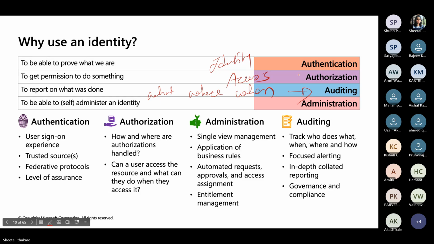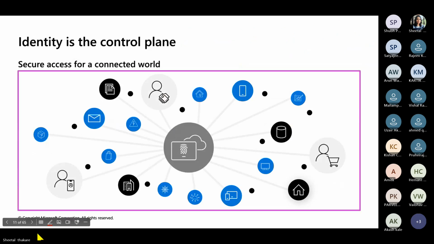Whereas maintaining everything is the administration, right from creation of user, giving password, resetting password, giving access, removing access, that will be administration. So any identity provider or Microsoft Entra ID is providing these functions, 4 A's: authentication, authorization, administration, auditing. So now the control plane is identity.